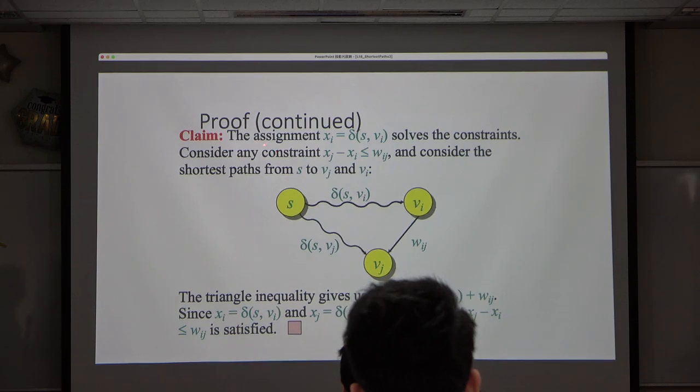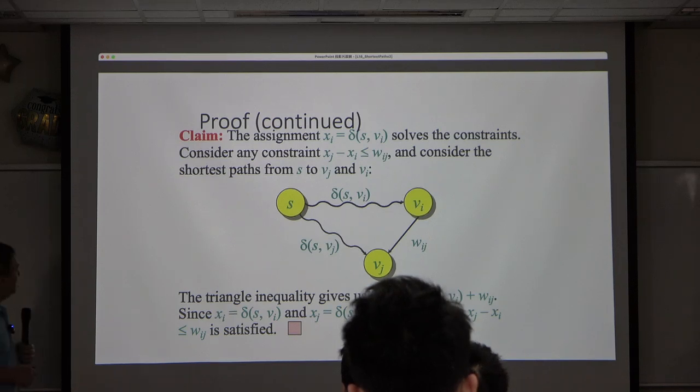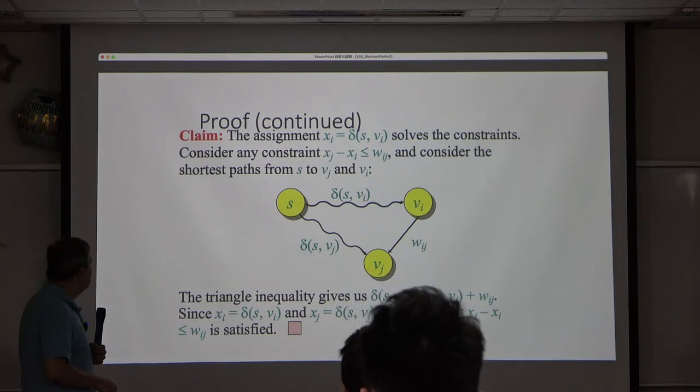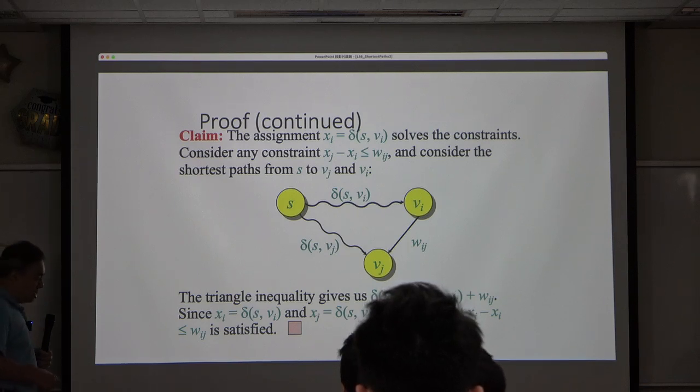We claim that the assignment xi equal to delta, which is the shortest path weight from S to Vi, if we assign xi to be the shortest path weight from the source node S to the vertex Vi, it's going to solve the constraints. The idea is like this.